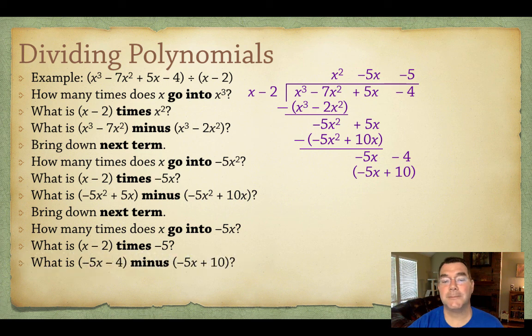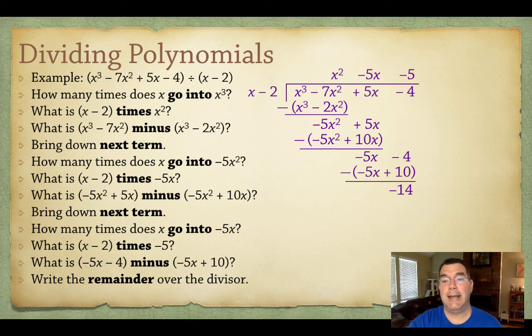Then I subtract. Negative 5x minus negative 5x is nothing, and negative 4 minus 10 is going to give me negative 14. So I'm done. My answer is not x squared minus 5x minus 5, because remember, I have to put that remainder over what I was dividing by. So I have one little fraction at the end of my answer to make it complete, and that fraction is going to be negative 14 over x minus 2.